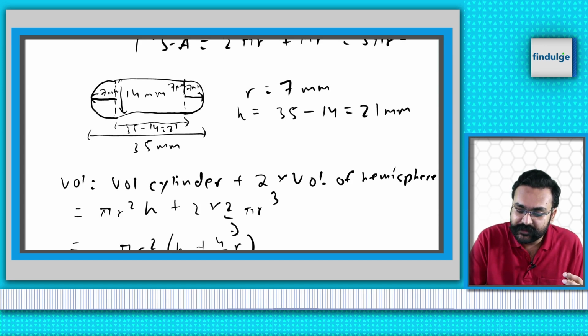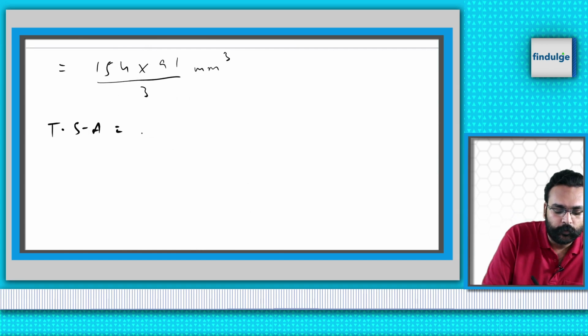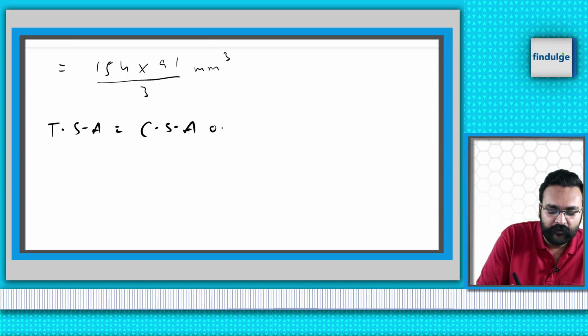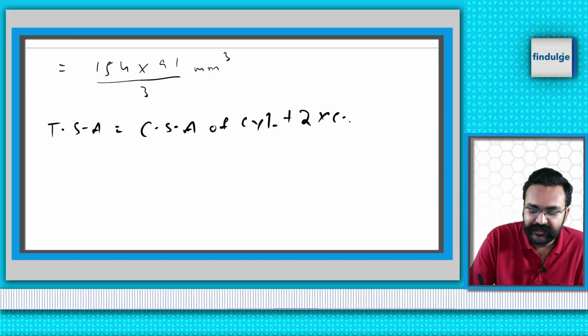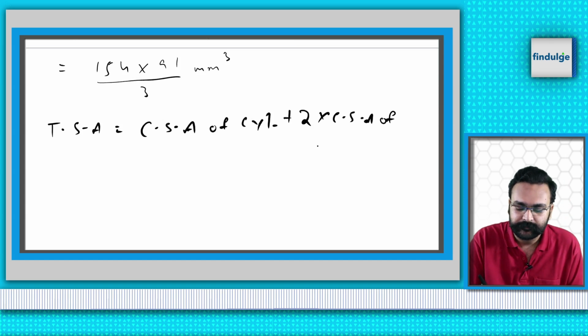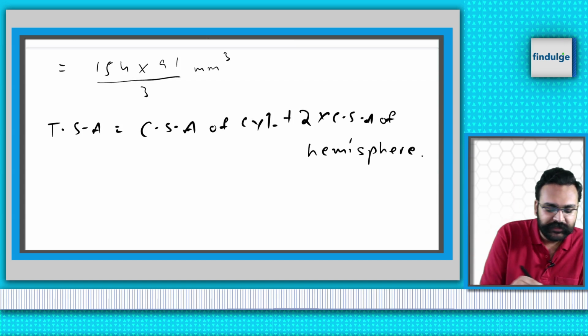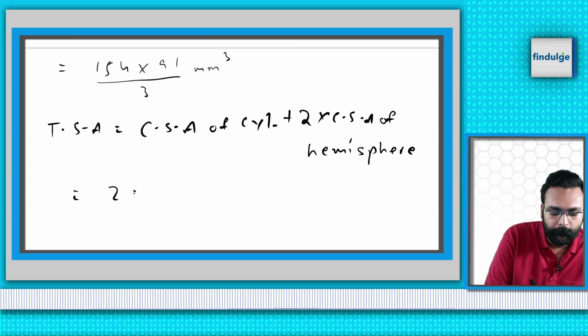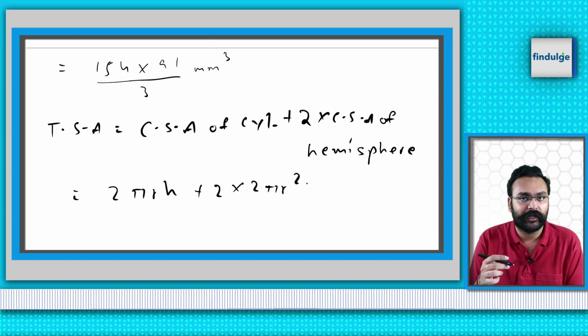So the total surface area in this case will be equal to the CSA of cylinder plus 2 times CSA of the hemispheres. Which will be equal to 2 pi r h plus 2 times 2 pi r square from our formulas. This shows you the power of the formulas.